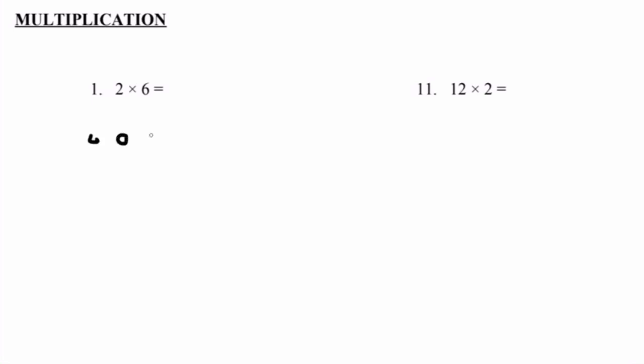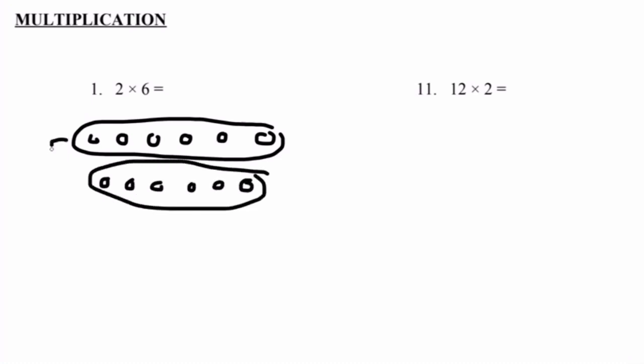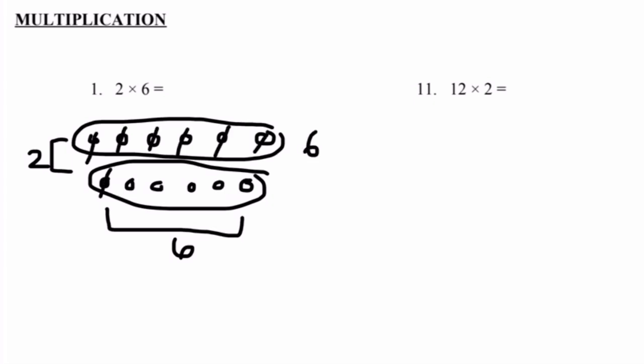1, 2, 3, 4, 5, 6. This is our first group. 1, 2, 3, 4, 5, 6. We now have two groups of 6 circles. Now let's add it all together to find our final answer. 1, 2, 3, 4, 5, 6, 7, 8, 9, 10, 11, 12. Two groups of 6 equals 12, so that only means 2 times 6 equals 12.